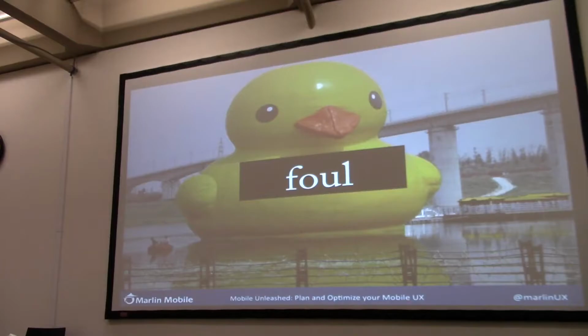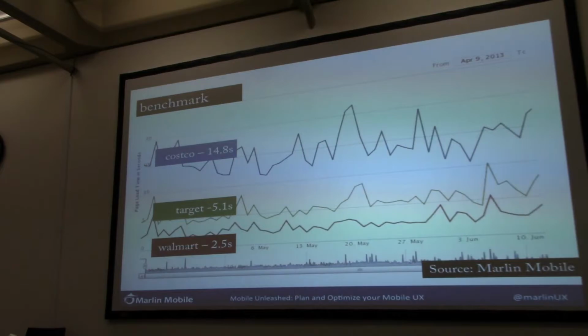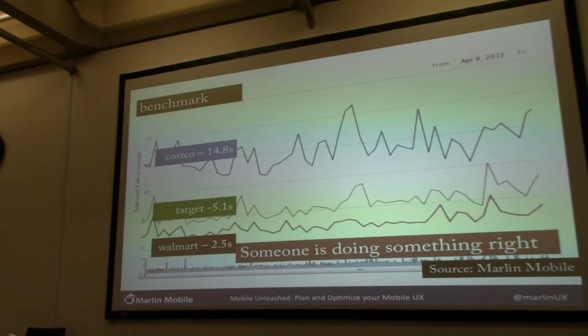Being that Marlin Mobile loves to benchmark pages, because we don't actually require any code or integration, we can just run any pages we want. Here is Walmart versus Target versus Costco in May and June. Walmart is 2.5 seconds, Target is 5.1, Costco is 14.8 seconds. Obviously, someone is doing the right thing. And someone at Costco is going to get fired.